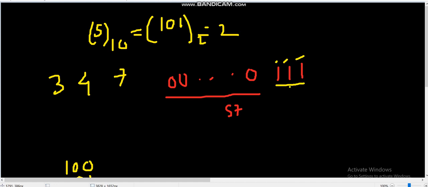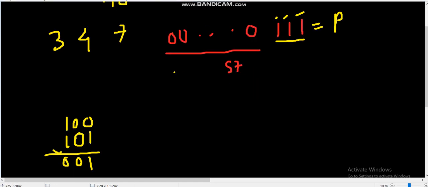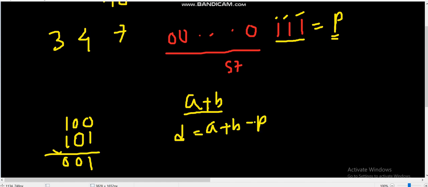Okay, so let's consider the number of set bits in C as p. Now the total number of set bits we have in x and y is a plus b. Now from this a plus b, we have to take these p ones. So let's consider d as a plus b minus p. So after setting all the bits of C in x or y, we have a plus b minus p number of ones left.